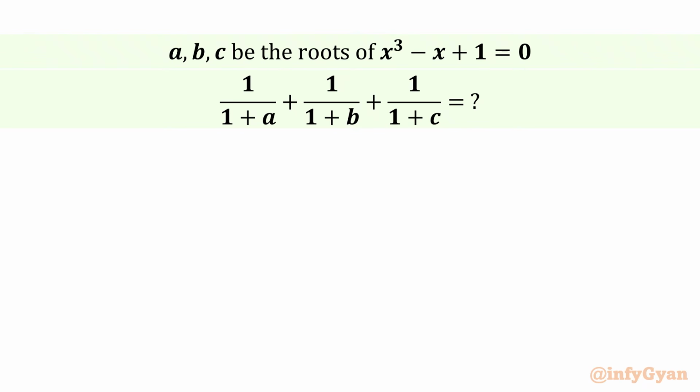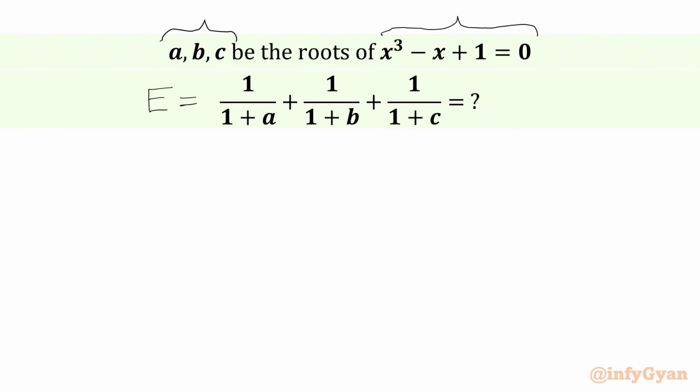So let's get started by considering required expression equal to E first. A, B, C are the roots of this cubic equation x cube minus x plus 1 equal to 0. Then we have to evaluate 1 over 1 plus a plus 1 over 1 plus b plus 1 over 1 plus c.